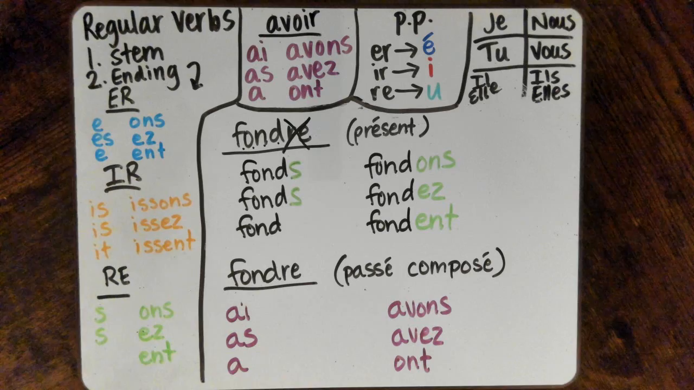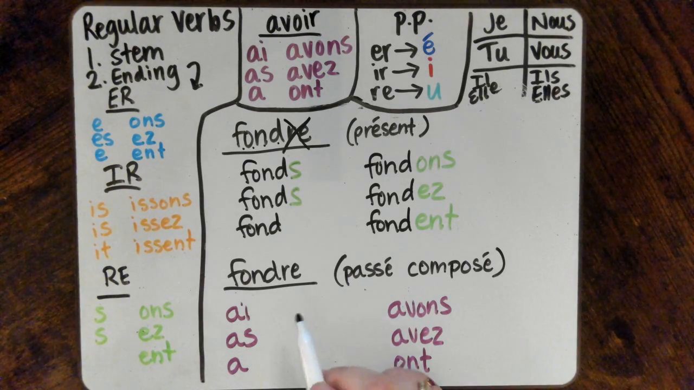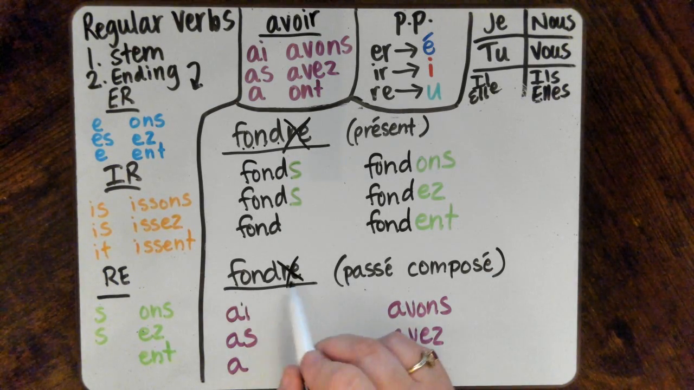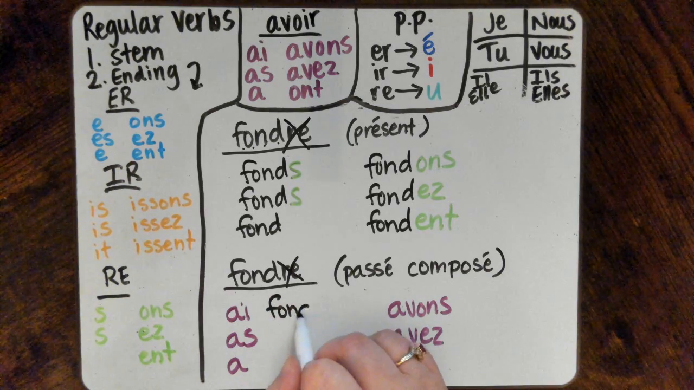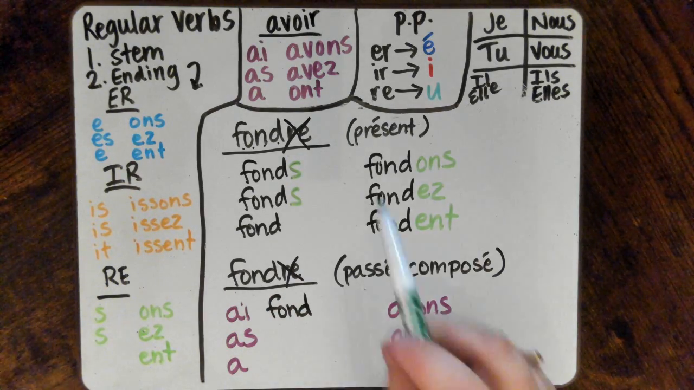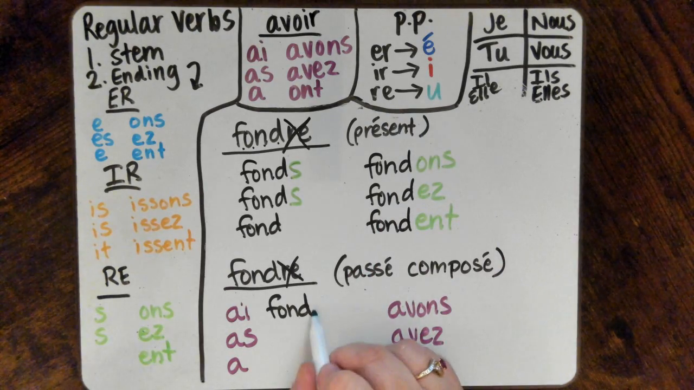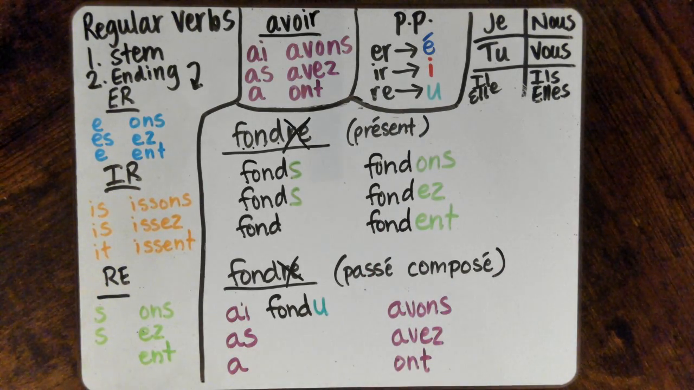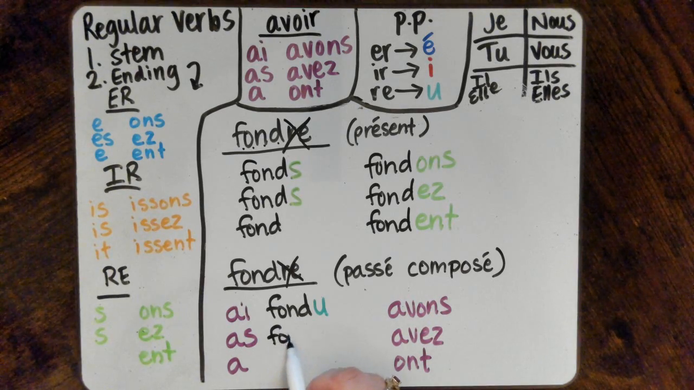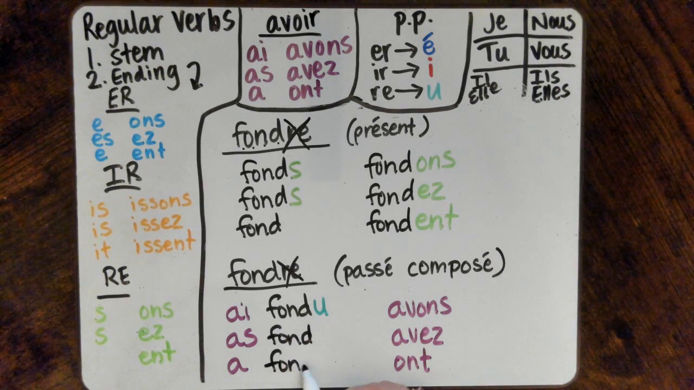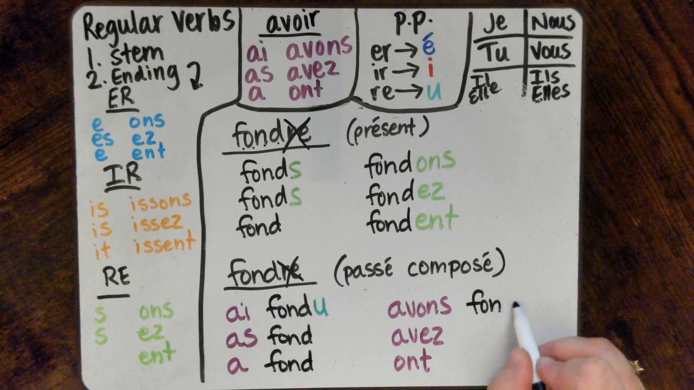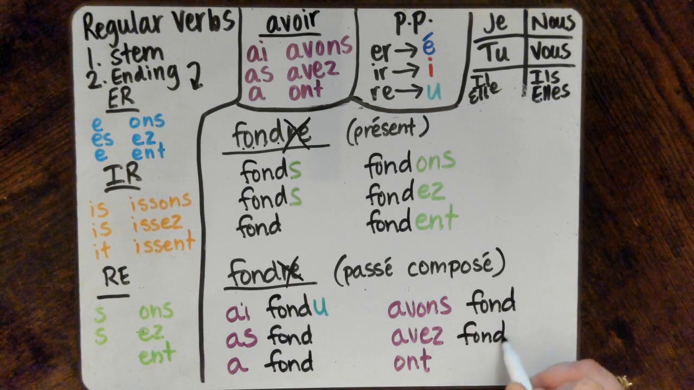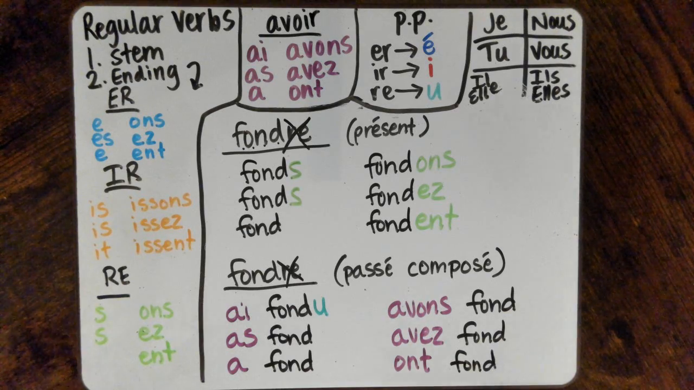And then for the past participle, I've got too many markers in my hand. Okay, so for our past participle, we're going to get rid of this RE again and change it to, up here it says the RE becomes U. So I'm going to just copy down so I don't have to keep switching back and forth with my marker. And then that RE becomes U.